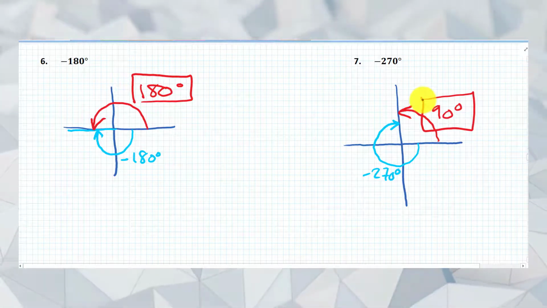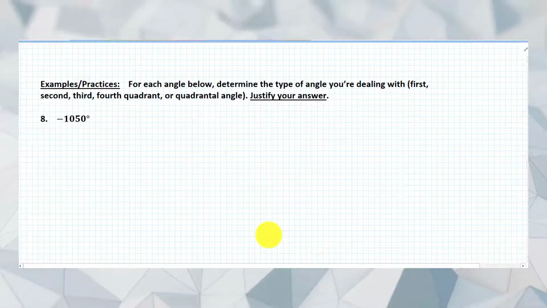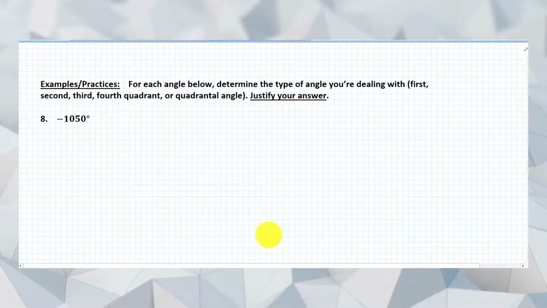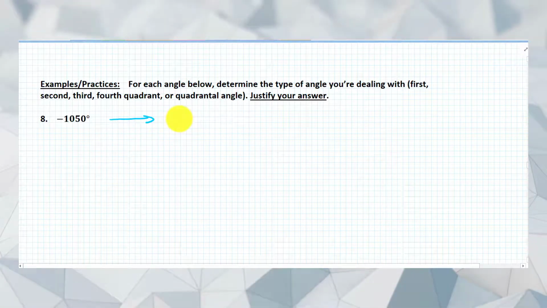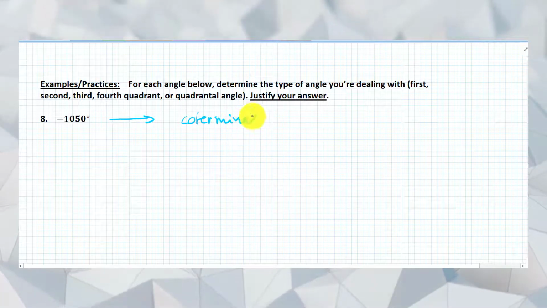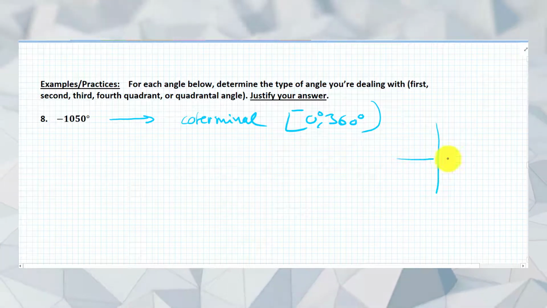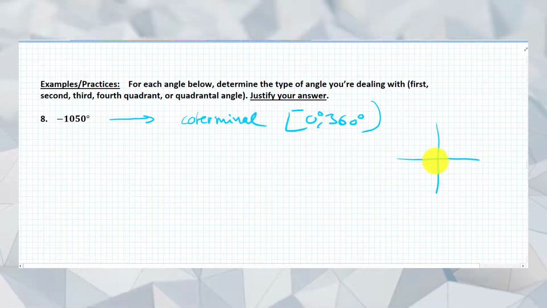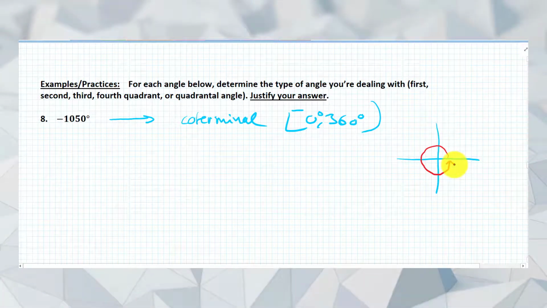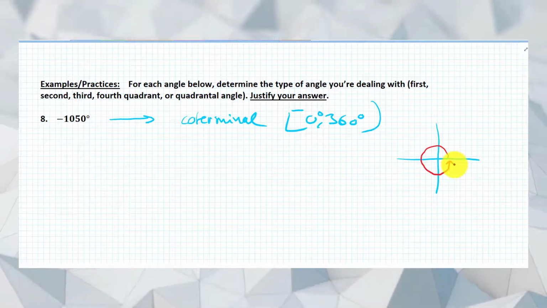Let's go over the next set of examples now. In the next set of examples, I'm asking you what kind of angle are you dealing with? Is it a first, second, third, or fourth quadrant angle, or is it a quadrantal angle? So the way to answer this problem is to simply figure out the measure of the coterminal angle between 0 and 360 degrees. Why 0 to 360? Well, because I am familiar with the measure of all the angles between 0 and 360 degrees, right? That's one revolution.